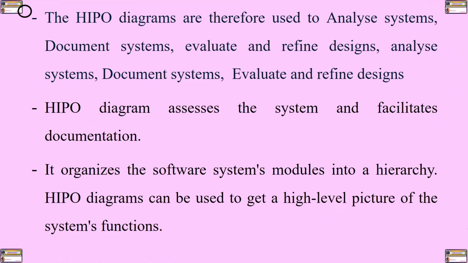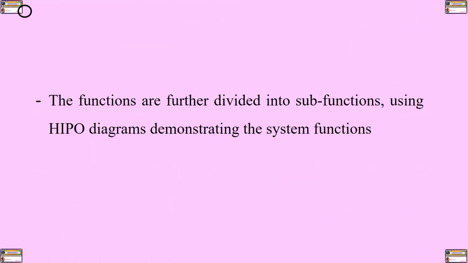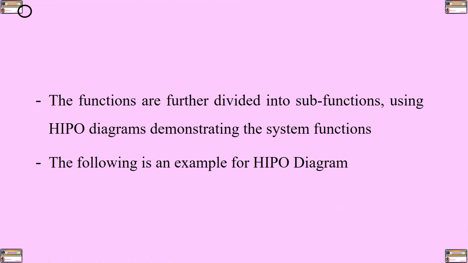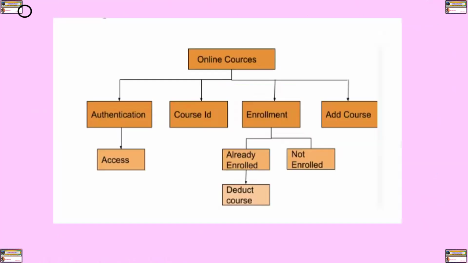It organizes the software system's modules into a hierarchy. HIPO diagrams can be used to get a high-level picture of the system's functions. The functions are further divided into sub-functions using HIPO diagrams, demonstrating the system functions. The following is therefore an example of a HIPO diagram. So that's how HIPO diagrams look, as you can see.